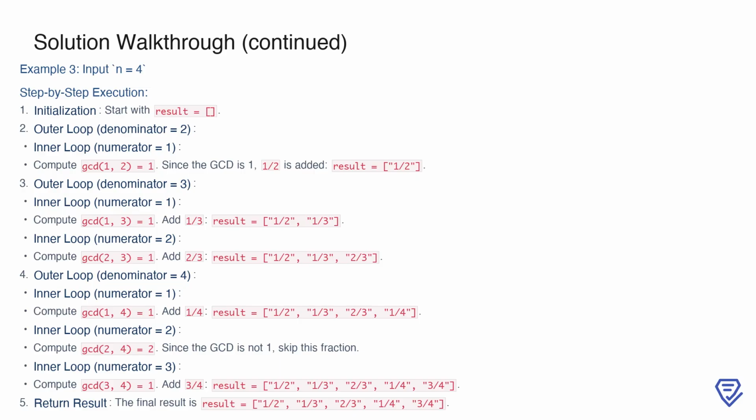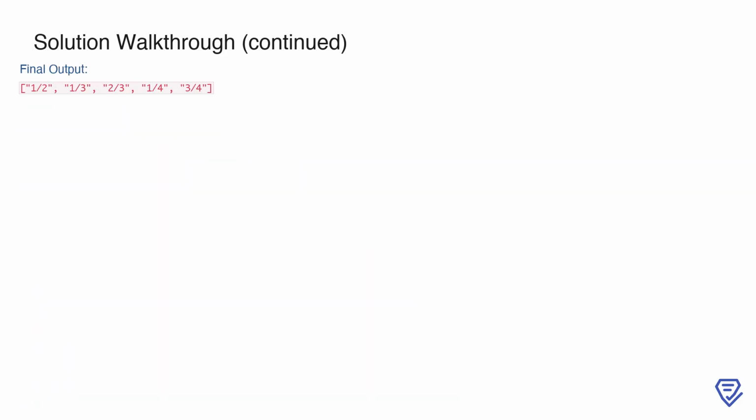Finally, for numerator equals 3, the GCD of 3 and 4 is 1, so 3/4 is added to the list. The final result after all iterations is 1/2, 1/3, 2/3, 1/4, 3/4. The final output for the input n equals 4 is 1/2, 1/3, 2/3, 1/4, 3/4.